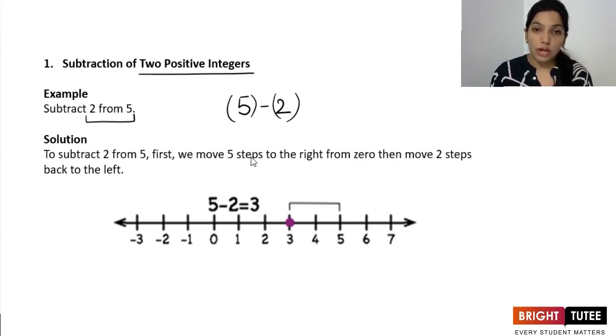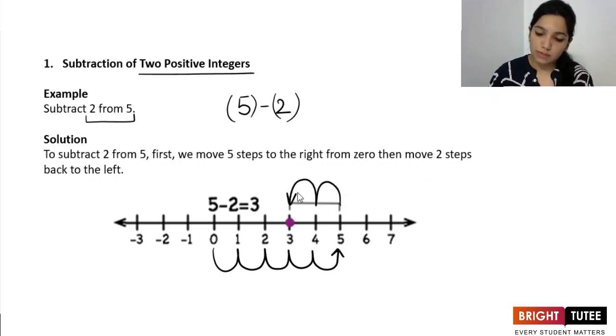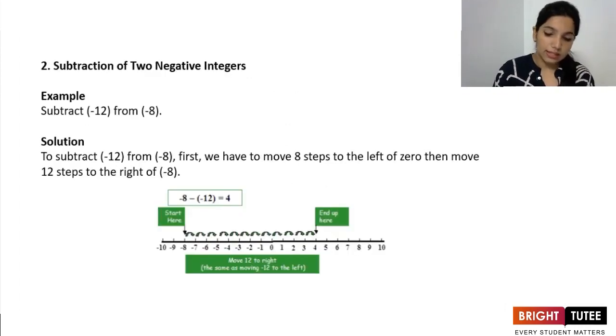First, what do we do? We move 5 steps to the right from 0. So from 0, 1, 2, 3, 4, 5. So we reach this particular point, which is 5. Then we need to move 2 steps back to the left. So moving 1 and 2 steps, where do we land? We land on 3. It's simple to move the numbers on a number line clearly. Let's see this one here.